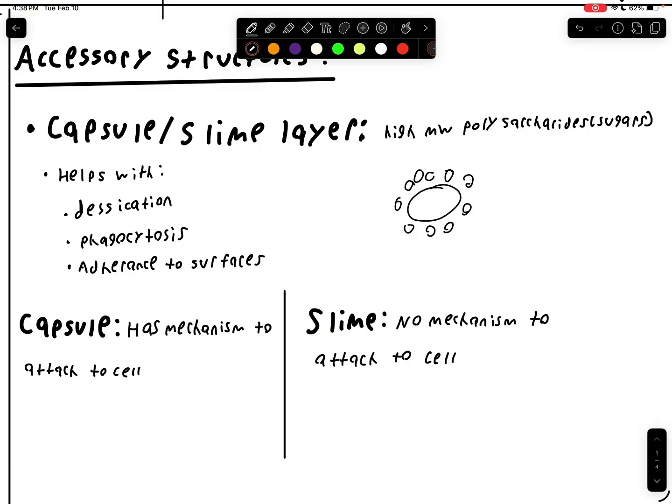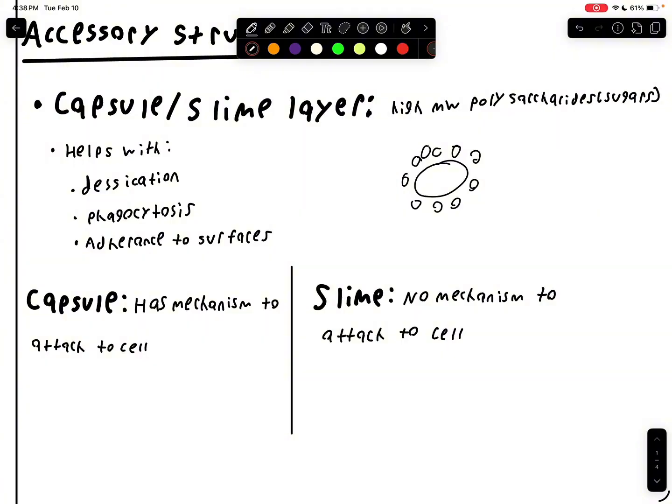So remember what we said. Desiccation means it won't dry out, it'll retain water. Phagocytosis, you won't have a virus coming in and injecting its DNA into the cell. And adherence to surfaces helps it stick to stuff. So a capsule and a slime layer are the same thing. So how would they differ? The capsule, why we call it a capsule, is it has a mechanism to attach to the cell. So it sticks to the cell. The reason we know this is because when a cell moves, it retains the capsule.